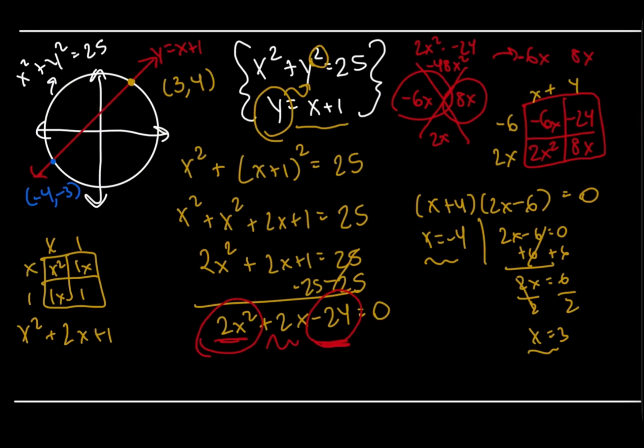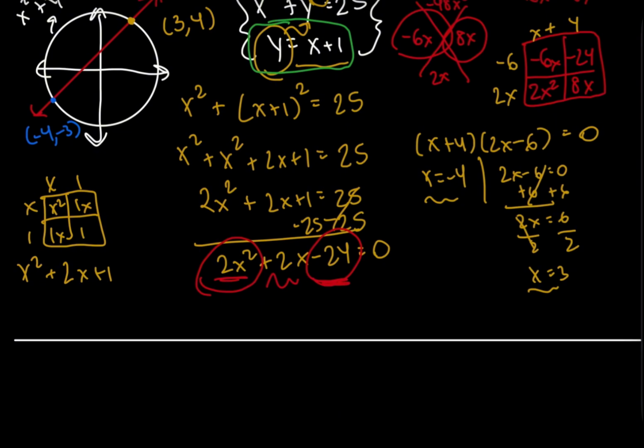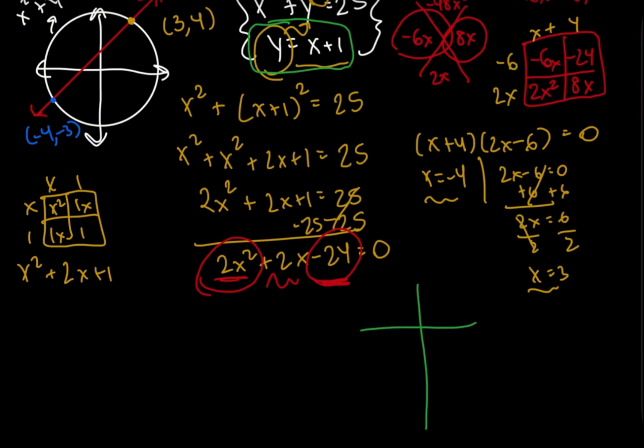So now we just substitute these back into the easier equation. So between these two, y equals x plus 1 seems to be the easier equation to substitute into. So I'm just going to work on the bottom a little bit. So we have our table again. So on one side, we're going to have where x is equal to negative 4, other where x is equal to 3. So we're going to plug in.